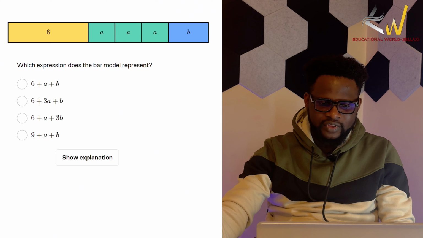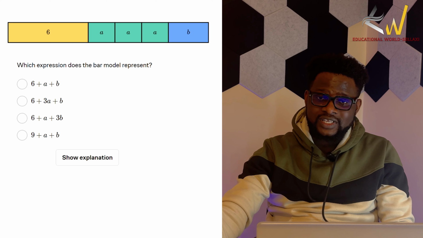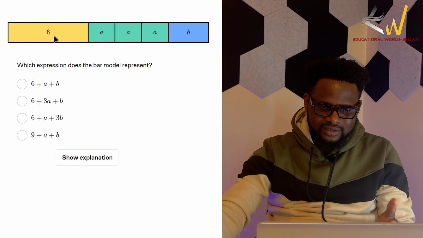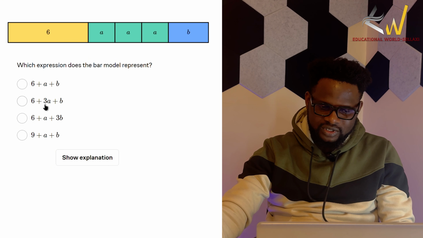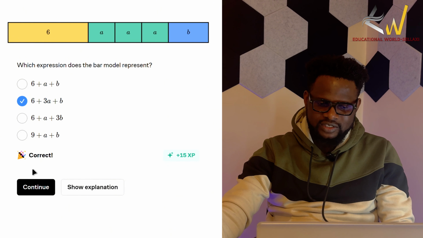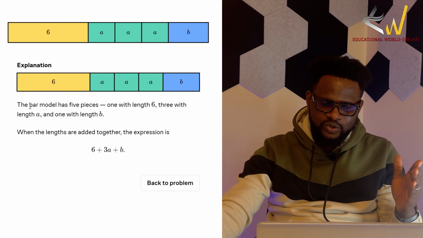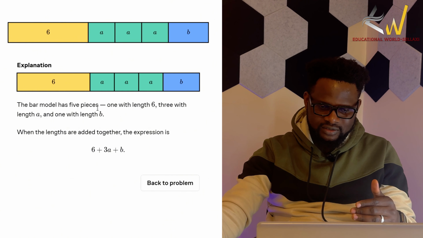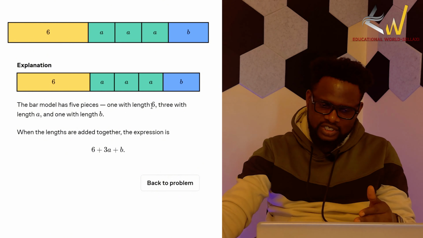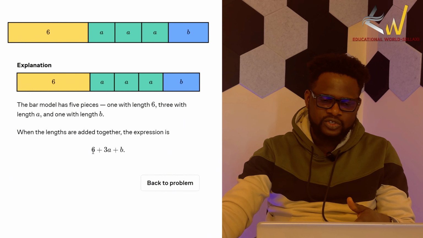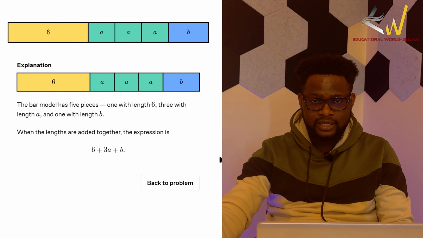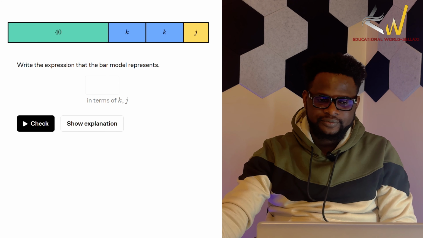All right. So which expression does the bar model represent? So in this case, we have 6 and 3 A's and a B. So it's 6 plus 3A plus B. That is correct. So look at the explanation here. The bar model has 5 pieces in total, with one length 6, with 3 lengths A and 1 length B. So everything is going to be 6 plus 3A plus B. And that's that. So continuing.